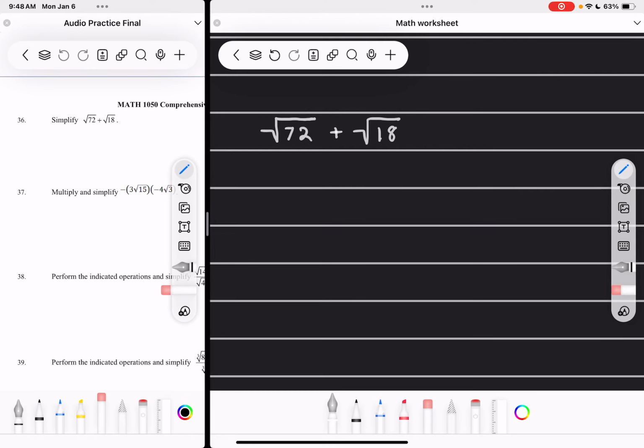All right, this is question 36 for the practice final. We have two radicals and we're trying to add. Well, the only way to add two radicals is to have identical radical ends, and we don't really care what's in front. The coefficient of the radical, we don't mind.